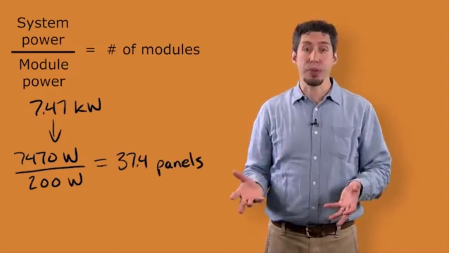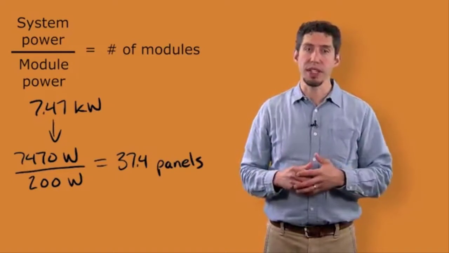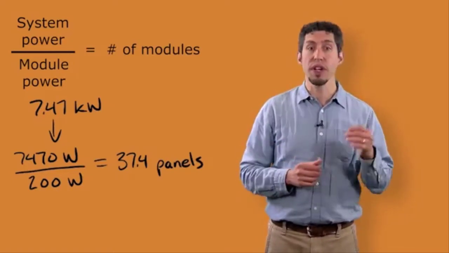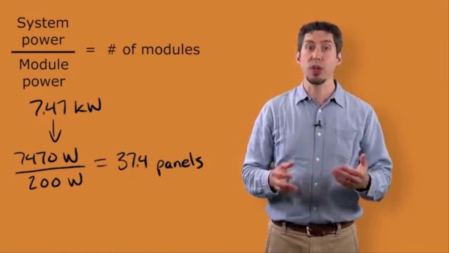We can't have a fractional panel, so we could round up or down depending on the situation. If we round down to 37 panels, we would be very close to achieving our need of 12,000 kilowatt hours per year.